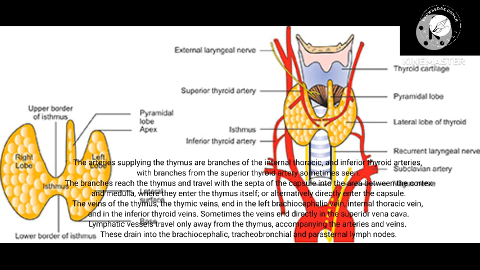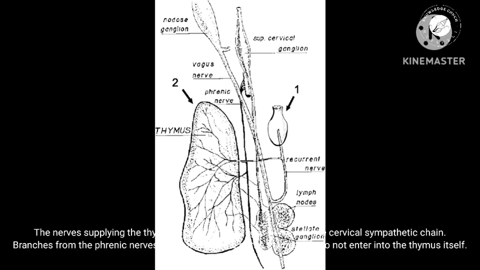Lymphatic vessels travel only away from the thymus, accompanying the arteries and veins. These drain into the brachiocephalic, tracheobronchial and parasternal lymph nodes. The nerves supplying the thymus arise from the vagus nerve and the cervical sympathetic chain. Branches from the phrenic nerves reach the capsule of the thymus, but do not enter into the thymus itself.